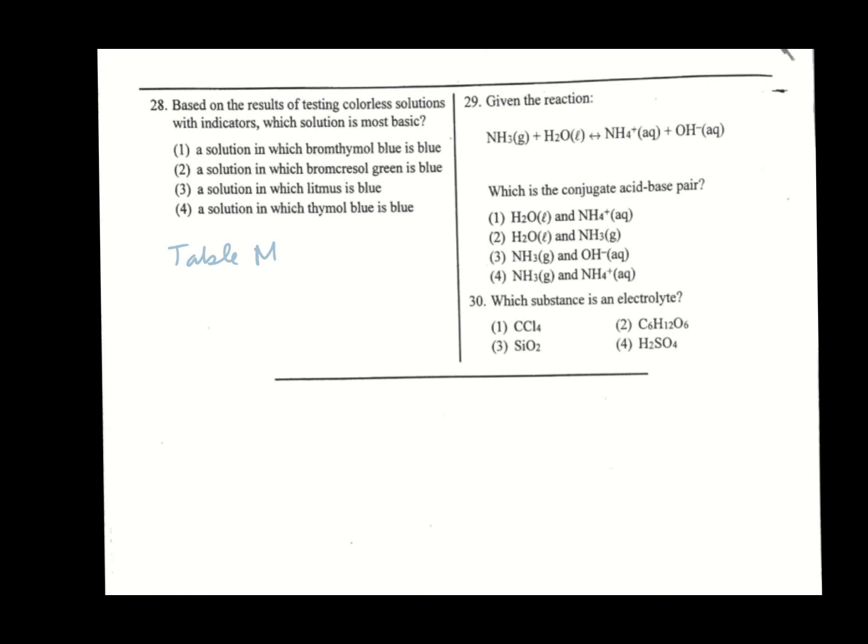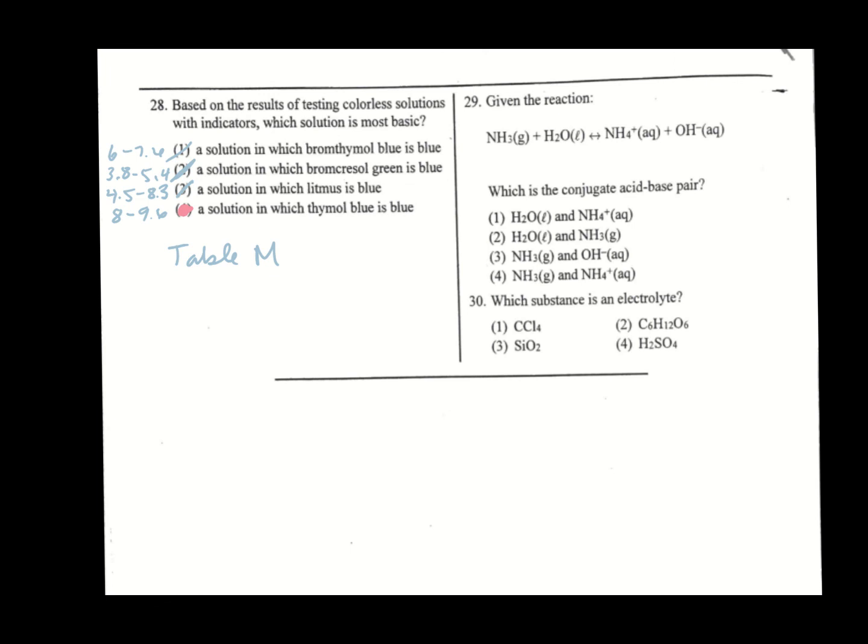for the indicators. Bromthymol blue is from 6 to 7.6. Bromcresol green is 3.8 to 5.4. You can cross off choice 2 because bromthymol blue would have higher pH over bromcresol green. Litmus is 4.5 to 8.3. You could cross off choice 1 because it's now been beaten by litmus. And thymol blue is from 8 to 9.6. Thymol blue is the highest because you need to go at least 9.6 or higher to definitely get that color change for sure.